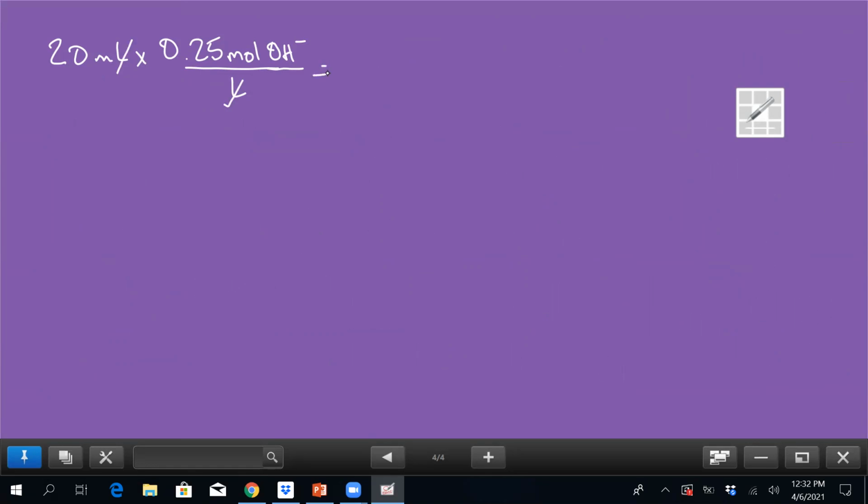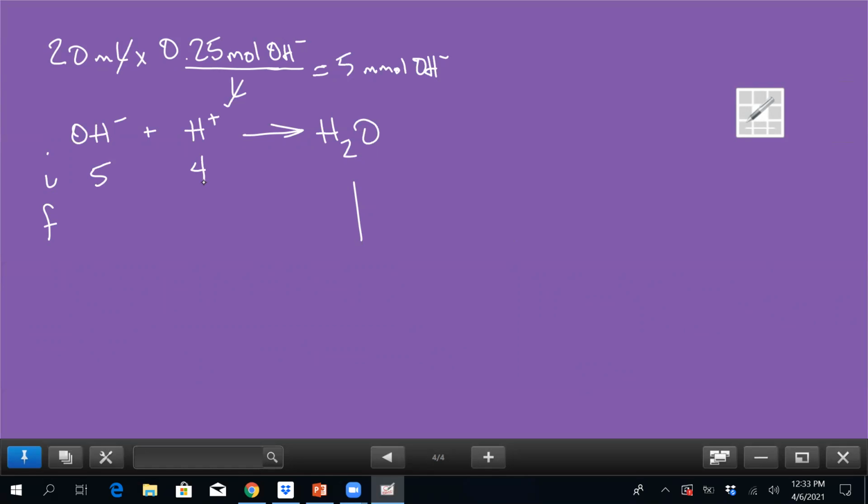I can't do that math. 5. Yes. Okay. I have my OH negative plus my H positive equals my H2O. I have my initial and my final. I have 5 and I have 4. And now, who's limiting? H positive. What I've just done is bypassed the equivalence point because I couldn't do that math in my head.